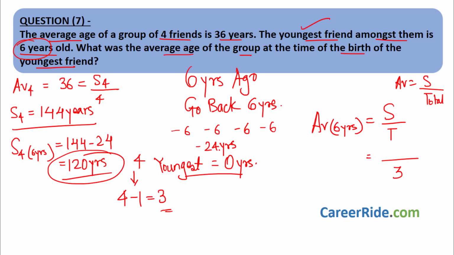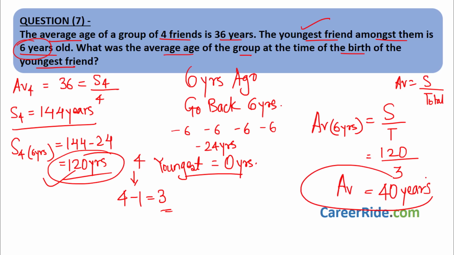What is the summation of their ages? 120 years. Initially it was 144, then we reduce 6 years for each friend, so we get 120 years, right? So that is nothing but 40 years. So the average age for the group 6 years ago, when the youngest friend was born, is 40 years. See how easy it was.